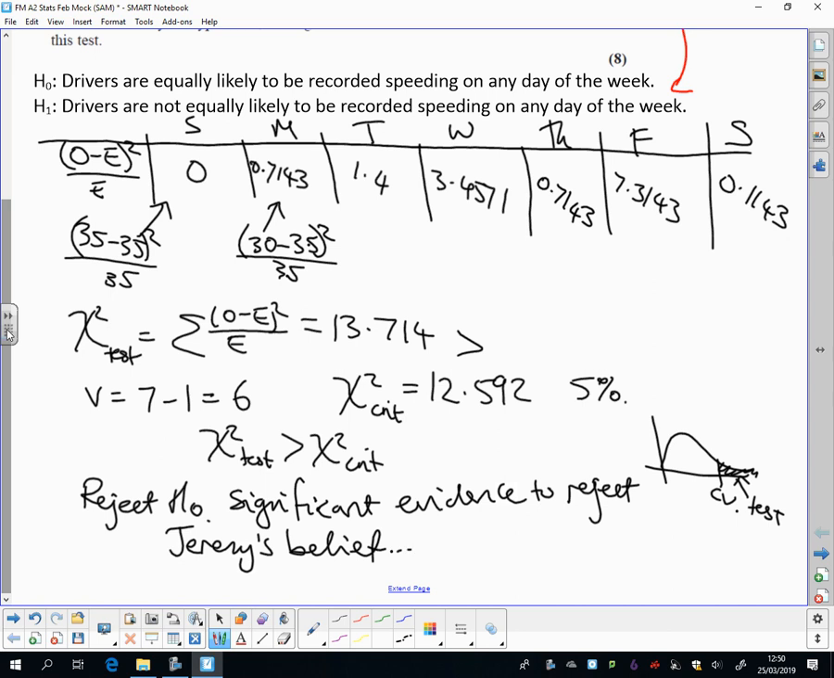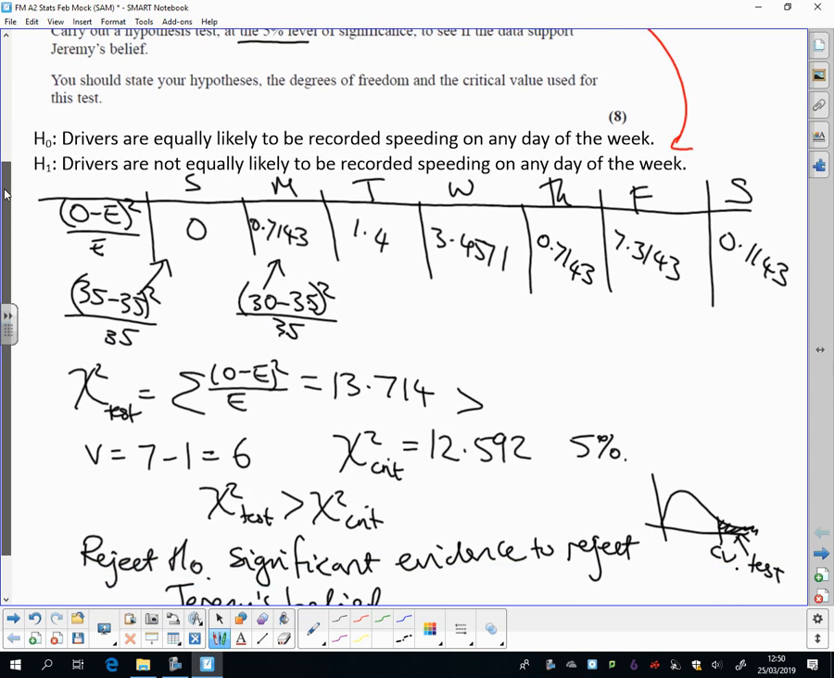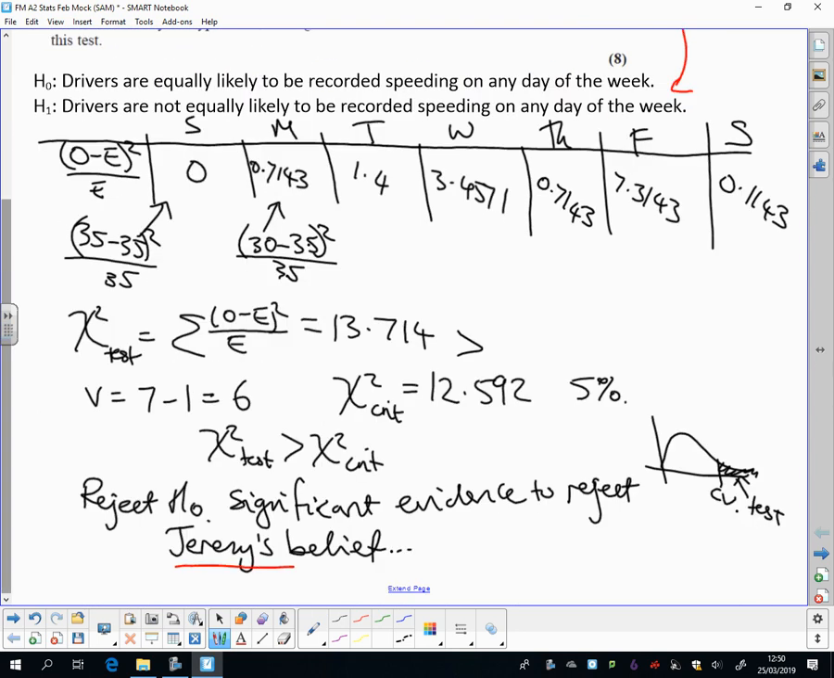If you really want to cover all bases, you could put Jeremy's belief that drivers are equally likely to be recorded speeding on any day of the week. They usually do, whereas the hypotheses have exactly what we are testing. In your conclusion, they like you to talk about if somebody's believed something, is their belief true or false?